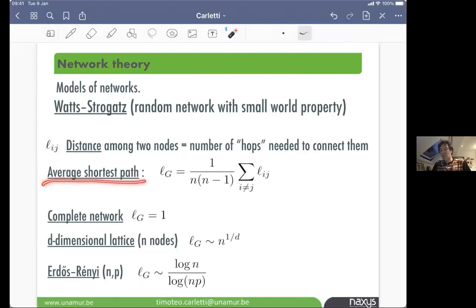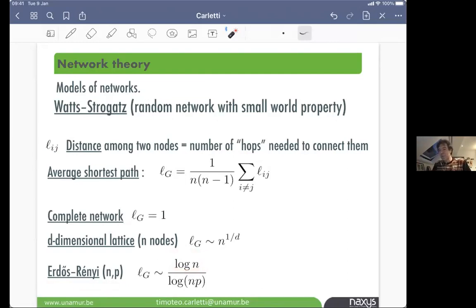Then you have the average shortest path, or geodesic path, which is the average of all the possible distances between two nodes. Of course, if you have a complete network, where each node is connected to everyone else, the distance is 1. If you have a lattice, imagine a square lattice where you are connected to your north, south, east and west neighbors, then it goes like n to the 1 over d, where d is the dimension of the lattice, so in this case the square root of n. In the Erdős-Rényi network, it increases logarithmically with n, so you still have a larger size, but not so large.